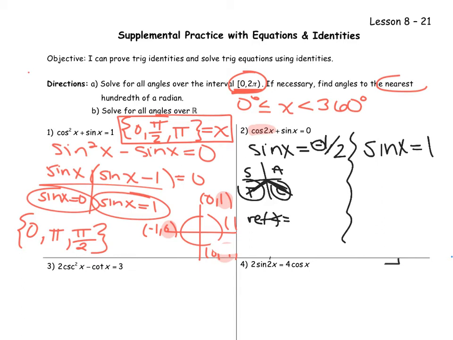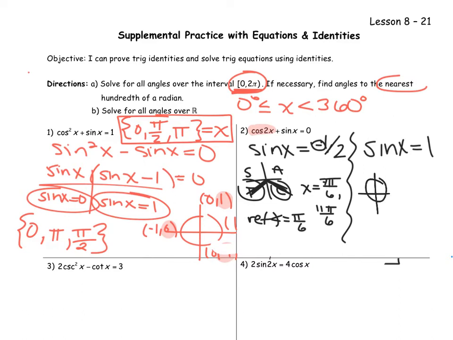Sine of what gets you to 1/2? Very good, pi/6. So if I know my reference angle is pi/6, well, in the third quadrant, that angle measure is 7 pi/6. And then in the fourth quadrant, that's 11 pi/6. Now, this next one is actually a little bit easier because that falls on the quadrantal angles.